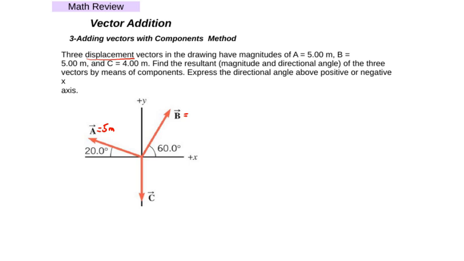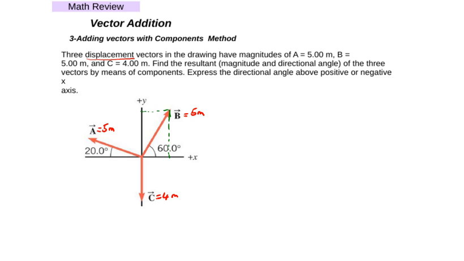We have three displacement vectors, A, B, C. A is 5 meters. Notice I'm drawing my picture here, but they mostly draw it for me. B is 5 meters, directed as shown in the figure, and C is 4 meters. Find the resultant magnitude and directional angle. We'll find the angle it makes with the x-axis of the three vectors by means of components.